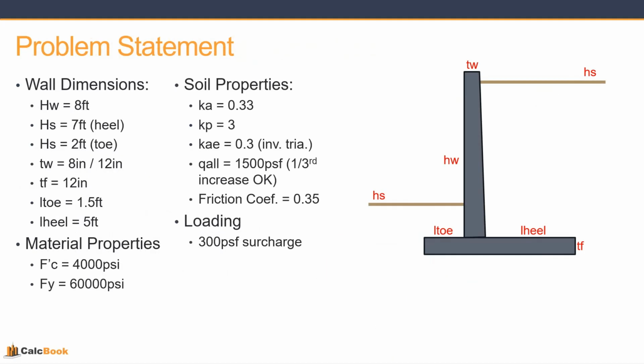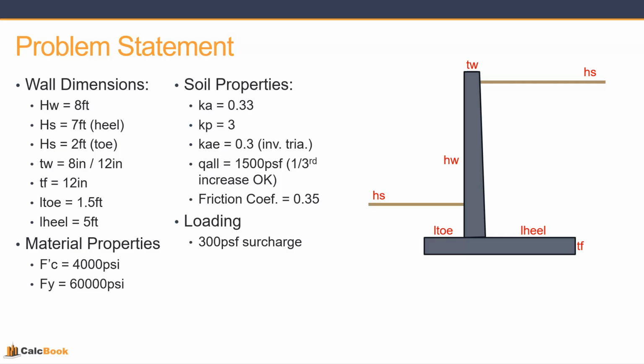So let's take a look at our problem statement here. We've got a lot of information. We'll bring this up again when we jump into CalcBook. But we are assuming we have a wall here, no shear key. We've got a wall height of 8 feet. We've got a heel soil height of 7 feet, a toe soil height of 2 feet. Our wall thickness is 8 inches at the top, 12 inches at the bottom, so it's tapered or battered. Our footing is 12 inches thick. We have a toe length of 1.5 feet and a heel length of 5 feet.